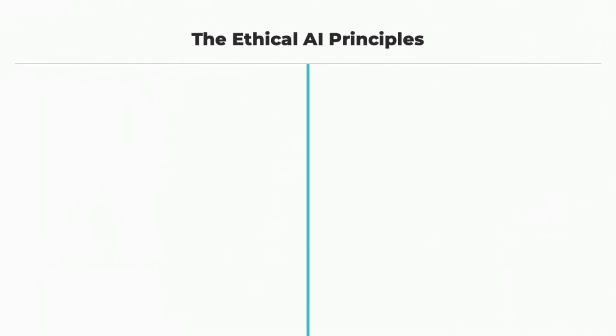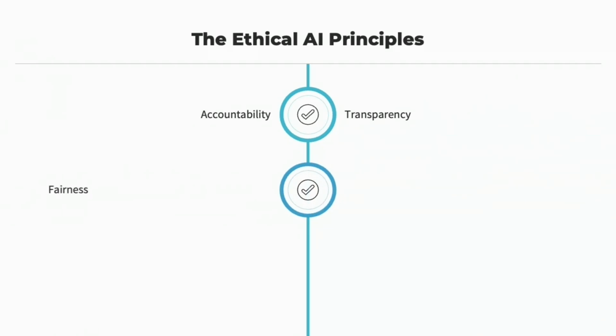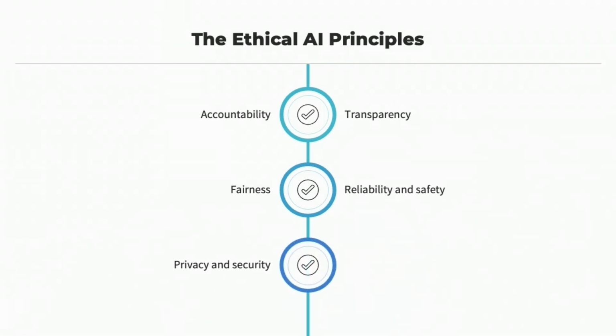So here they are. Accountability. People should be accountable for AI systems. Transparency. AI systems should be understandable. Fairness. AI systems should treat all people fairly. Reliability and safety. AI should perform reliably and safely. Privacy and security. AI systems should be secure and respect privacy. And inclusiveness. AI systems should empower everyone and engage people.